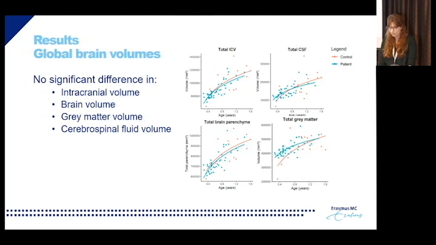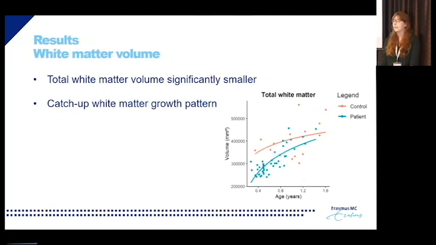In contrast to these brain volumes, we actually did find a significant difference in white matter volume, which was significantly smaller in patients with metopic synostosis compared to healthy controls. This difference was especially pronounced very early in life and seemed to correct towards the age of 2. So it seemed to indicate a sort of catch-up white matter growth pattern in patients with metopic synostosis. This is especially notable as this pattern of catch-up white matter growth had been previously described in young patients with autism who have a similar white matter growth pattern.